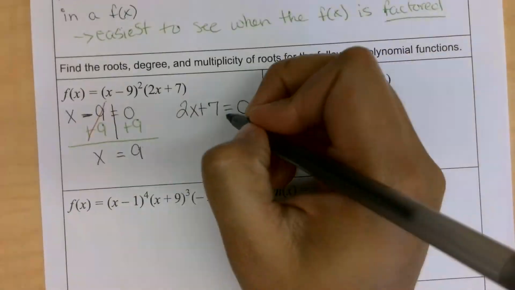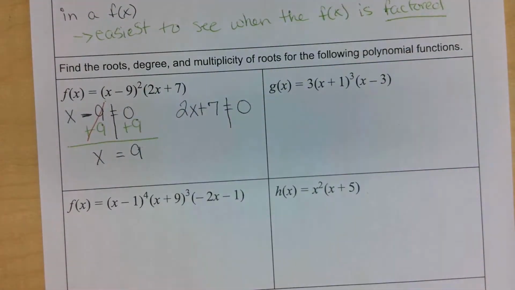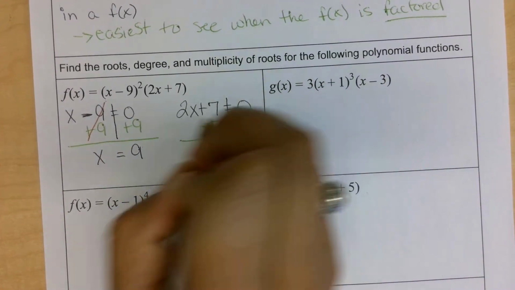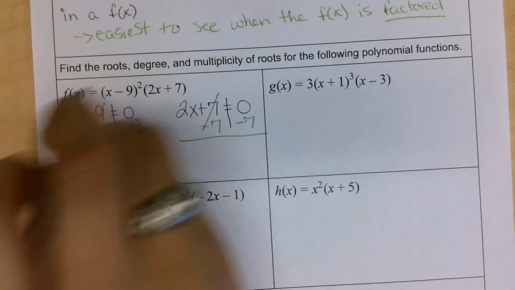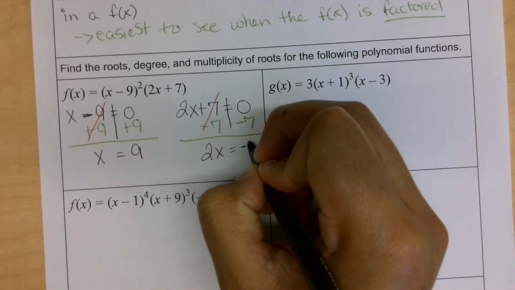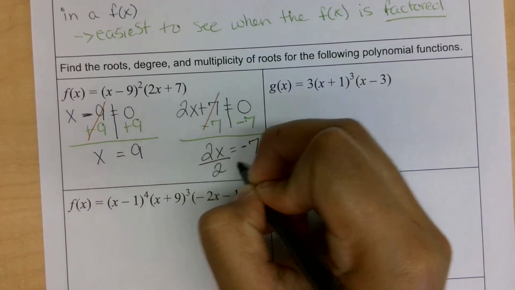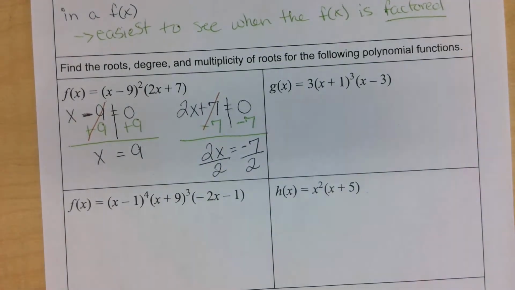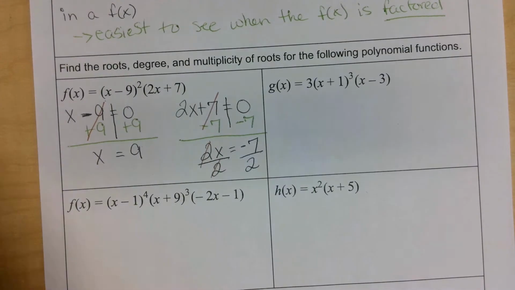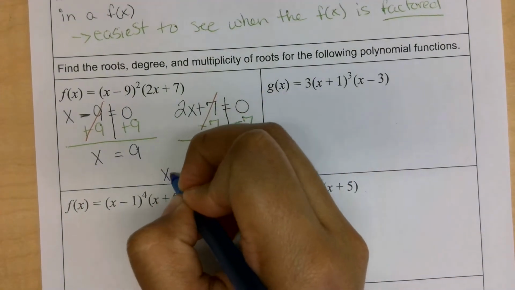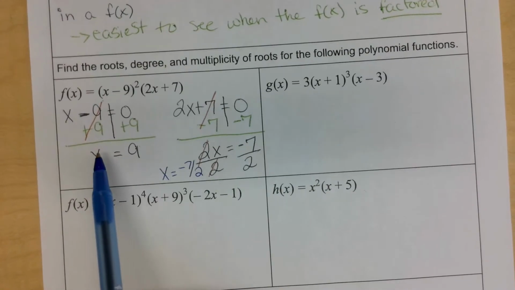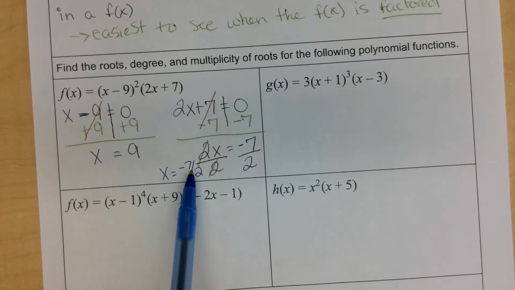Now let's go ahead and do the other one. So we're going to subtract 7. If I do it on one side, I'm going to do it on the other. My 7's cancel out. I'm left with 2x equals negative 7. Divide by 2. So my root on this one is x equals negative 7 over 2. All right, so we have our roots: x equals 9, x equals negative 7 over 2.